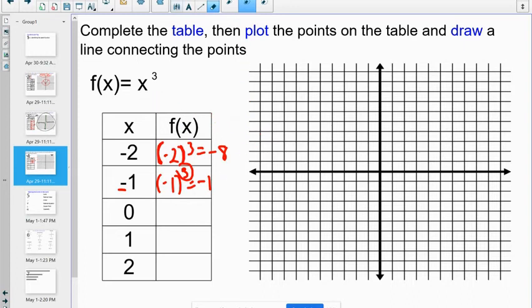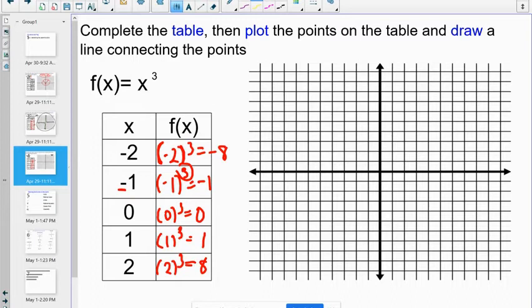Okay, now we can move on. So we got 0 cubed. This is going to be 0, because you're taking 0 times 0 times 0. And that's just 0. So then we have 1 cubed. That's 1. Plus 2 cubed, it's plus 8.